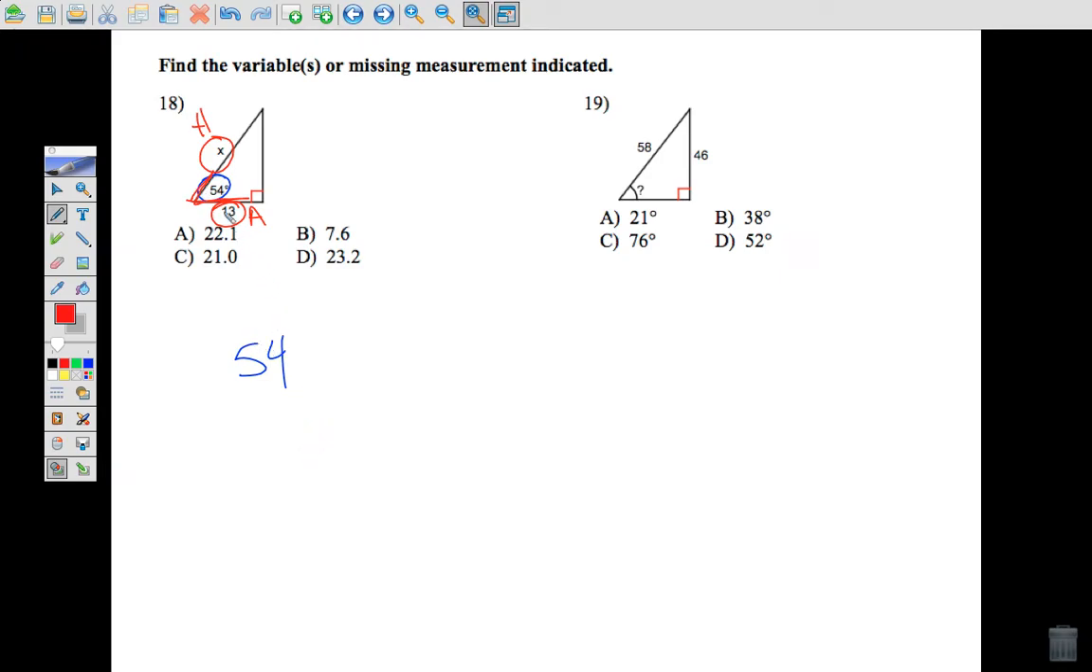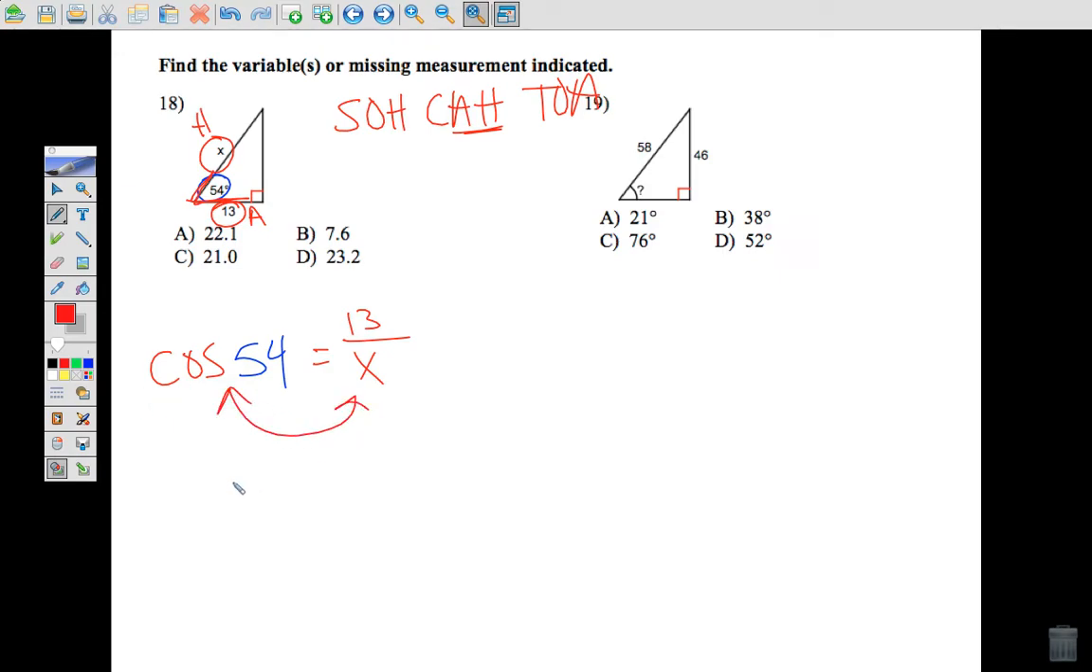Okay, so SOH CAH TOA. A and H is cosine. And the cosine is adjacent on top, hypotenuse on bottom. Easiest way to solve that is to switch and divide. So x equals 13 divided by cosine of 54.